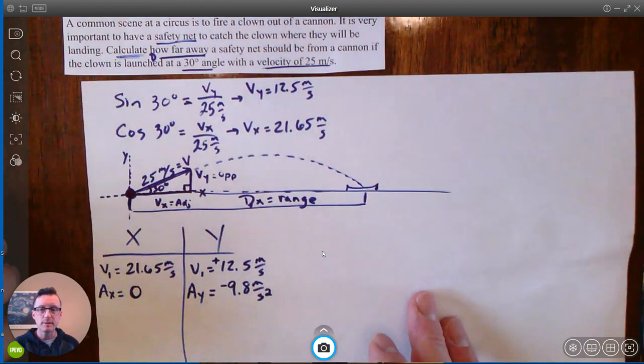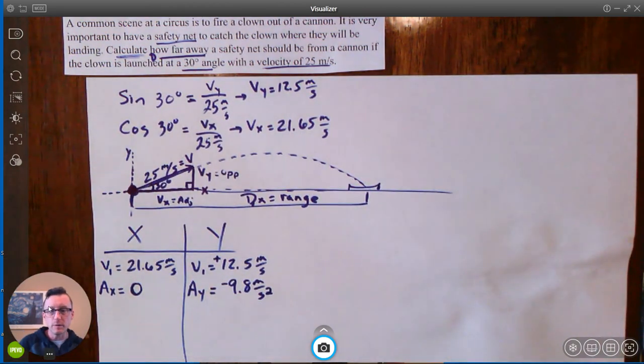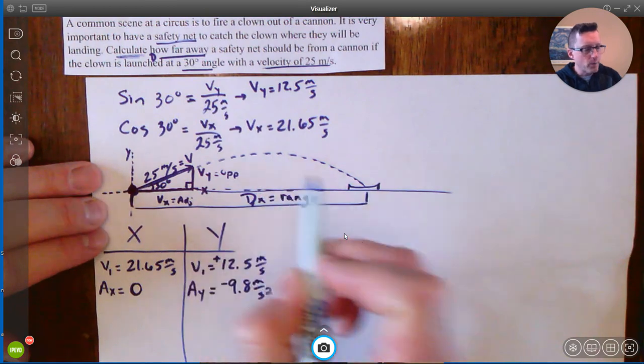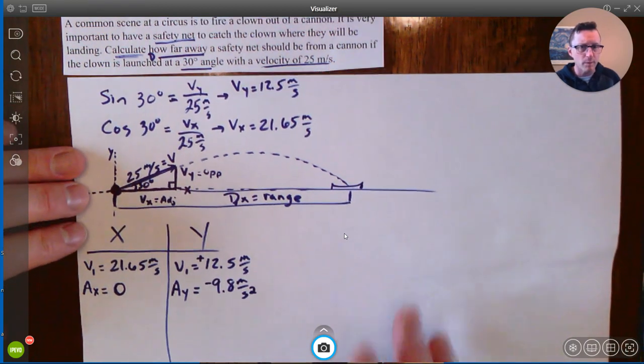Ooh, I'm sorry, you can't see that. So, what else do we know? Let me move this over here so it's out of the way. What else do we know? We know some stuff about the peak, and we know some stuff about the end. Well, which of those applies to this situation? Well, just for argument's sake, I'm going to put everything here.